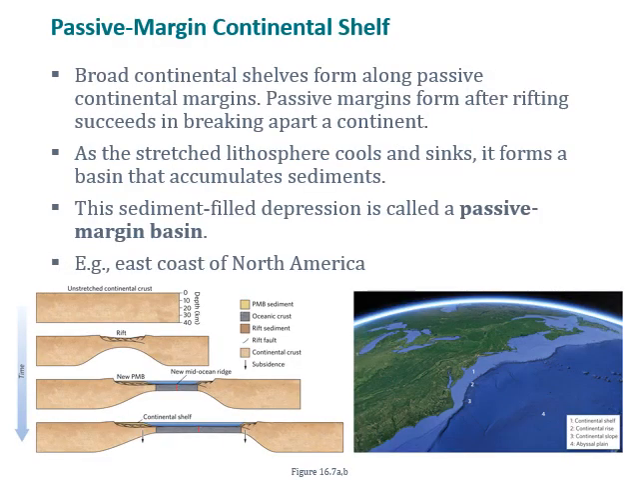So here's a picture of the eastern coast of North America, where you've got the broad continental margin, or broad continental shelf extending beyond the continent. So this is shallow water extending for a good while out into the ocean. The reason for this is because there's a sediment-filled depression called a passive margin basin there. This forms from the stretching of lithosphere, which has cooled and sunk, and that basin has accumulated sediments.